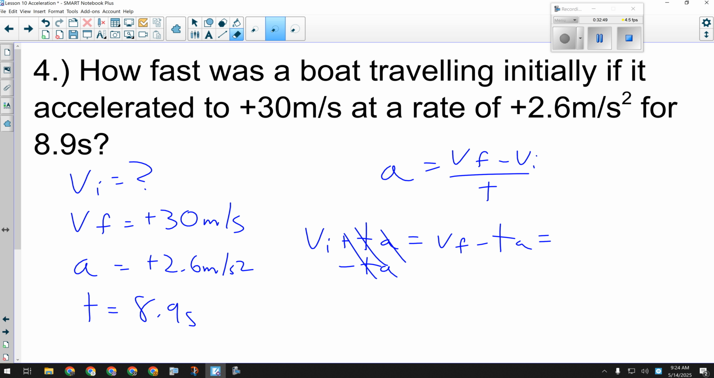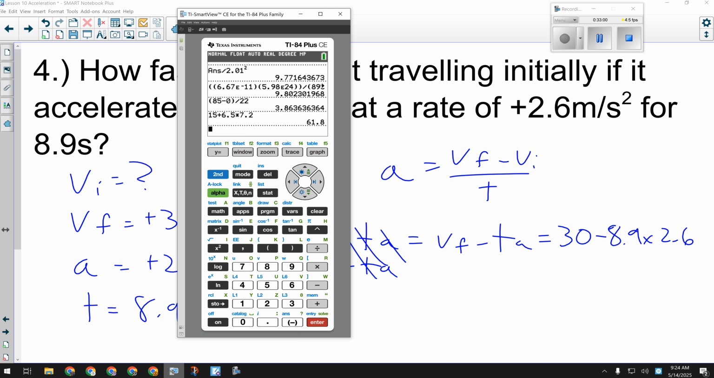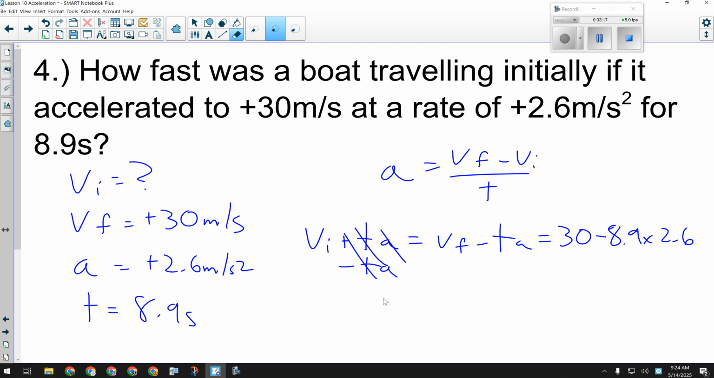All right, so plugging in my numbers here, that would be 30 meters per second minus 8.9 times 2.6. All right, so 30 minus 8.9 times 2.6. All right, so the initial velocity of that, was it a boat? Okay, is 6.9 or 6.86 meters per second. And what do I need to put on that? What needs to go right here? Positive, yeah. It didn't come out negative, so it must have been moving forwards initially.